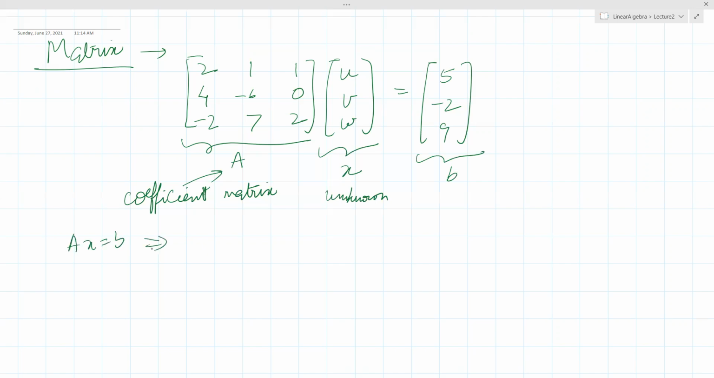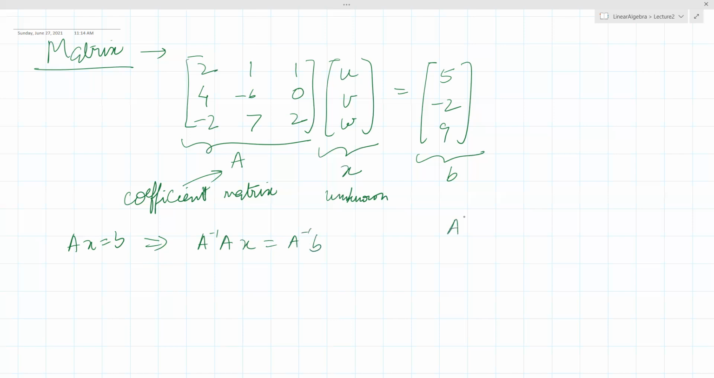So what is the easiest way to solve this? Not easiest in the sense of computation, but easiest as far as algebra is concerned. We want to find out x. How do I do that? Inverse, A inverse. You might have already heard of inverse. So we can multiply both sides by A inverse: A inverse A into x is equal to A inverse B.